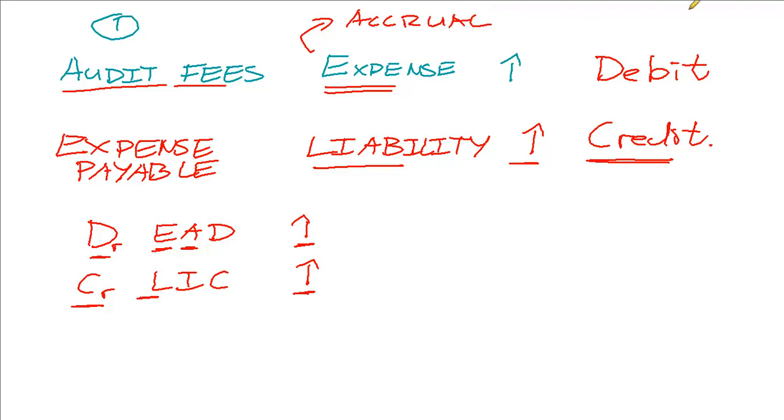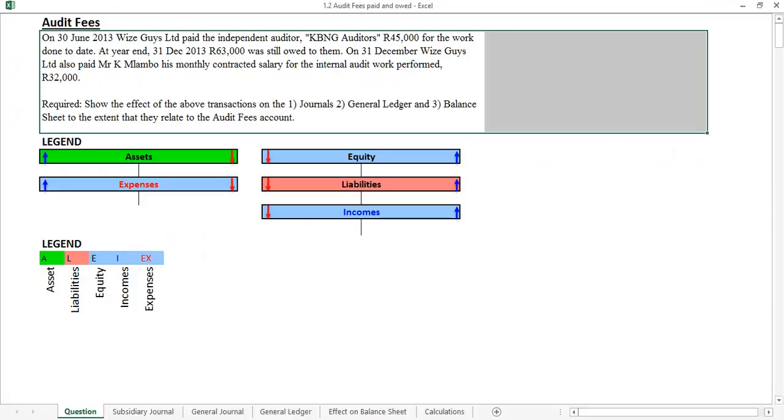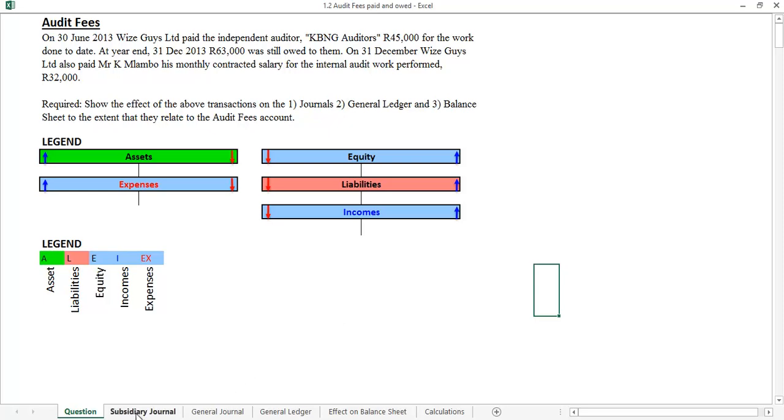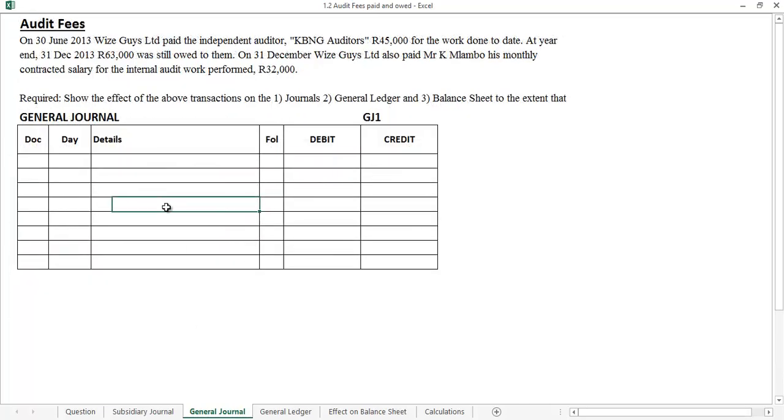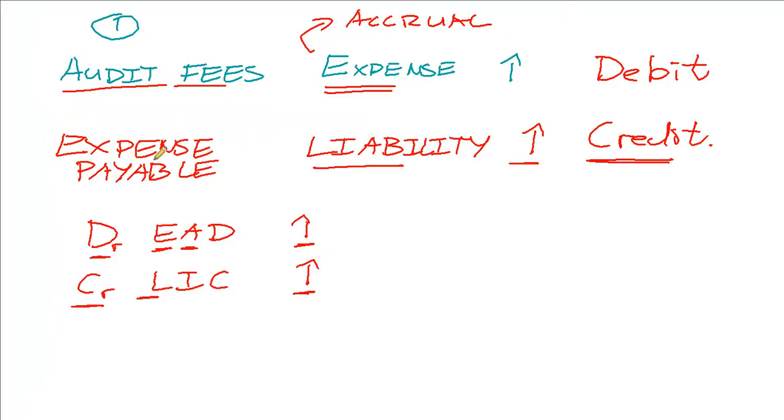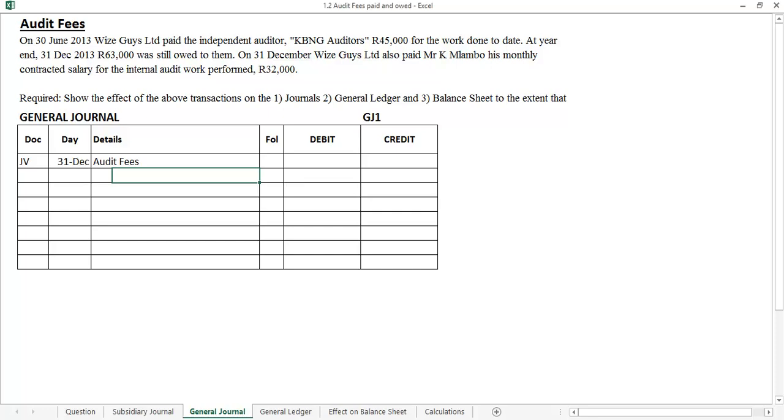Okay, so let's do this in our journals. The journal that we're going to record this in. There was no payment that took place, so we're not going to record it in the cash payments or the cash receipts. We're going to go straight to our general journal. Again, we don't have a document number, so we're just going to say JV. This was on the 31st of December, and our debit is going to be audit fees because that is what we paid, and our credit is going to be my, go back here, expense payable account that we have not yet paid, sometimes also referred to as expenses accrued.